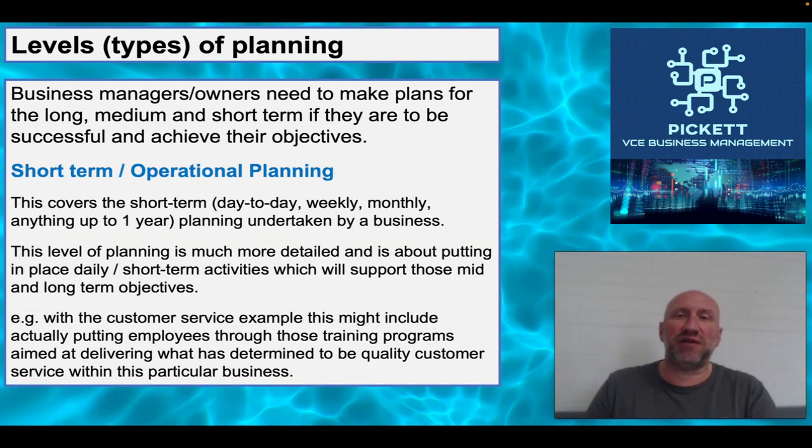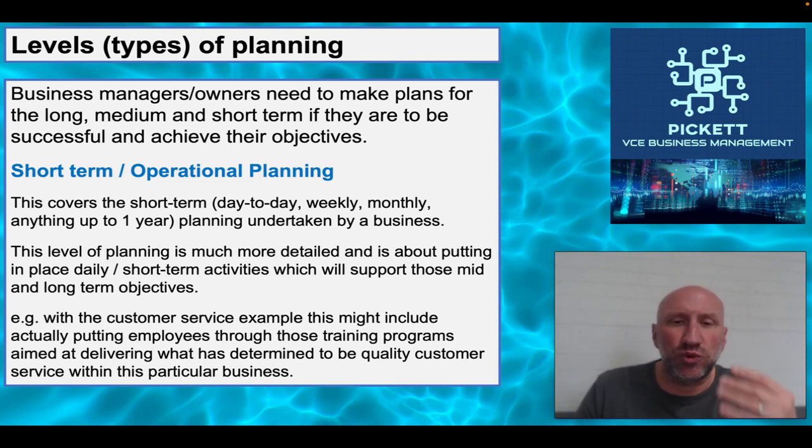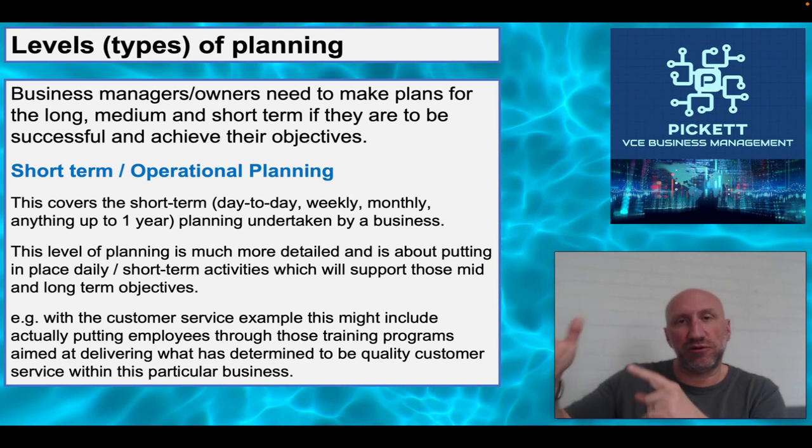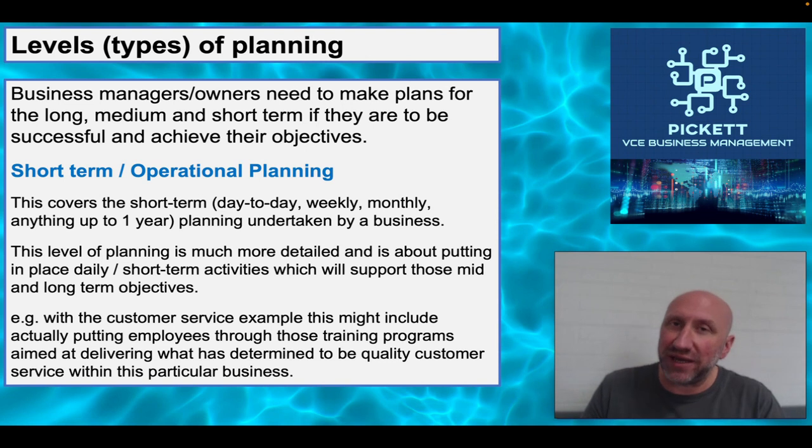So this covers day-to-day decisions and actions, weekly, monthly, anything up to a year. So you can see there between the three types of planning, we're covering the whole scope of time. So this is all the real short-term stuff. So this is much more detailed planning. And it's about putting in place daily and short-term activities and actions which are going to support those mid and long-term objectives. So again, using the same example, the customer service.